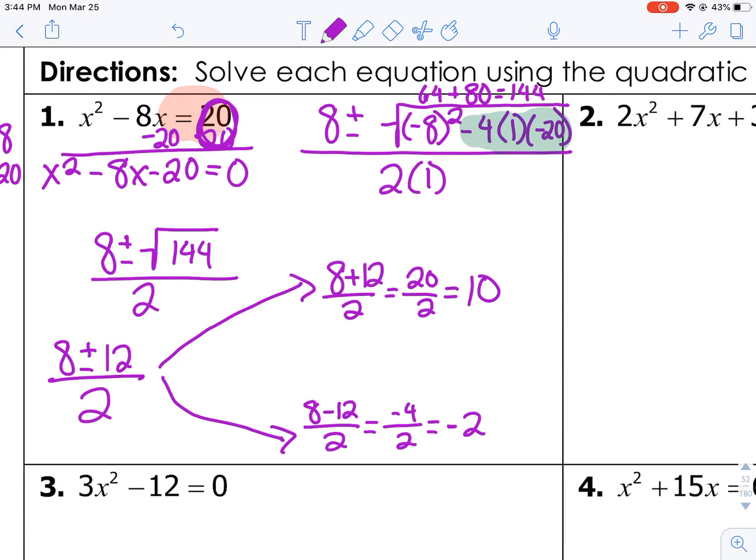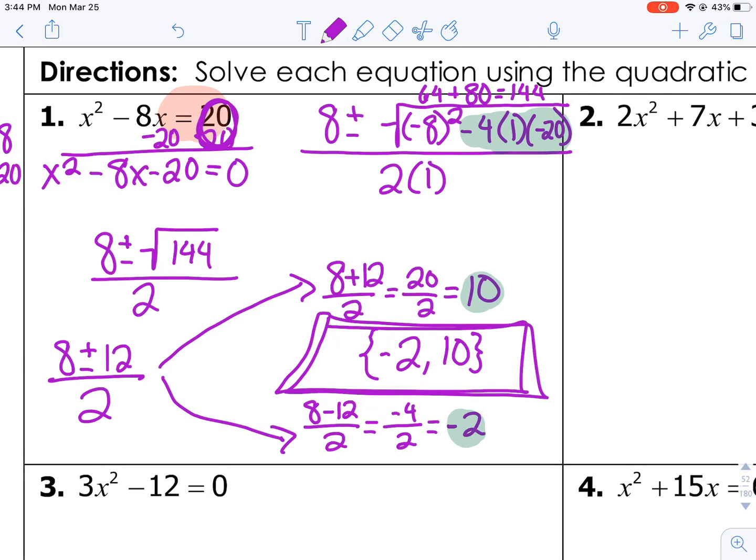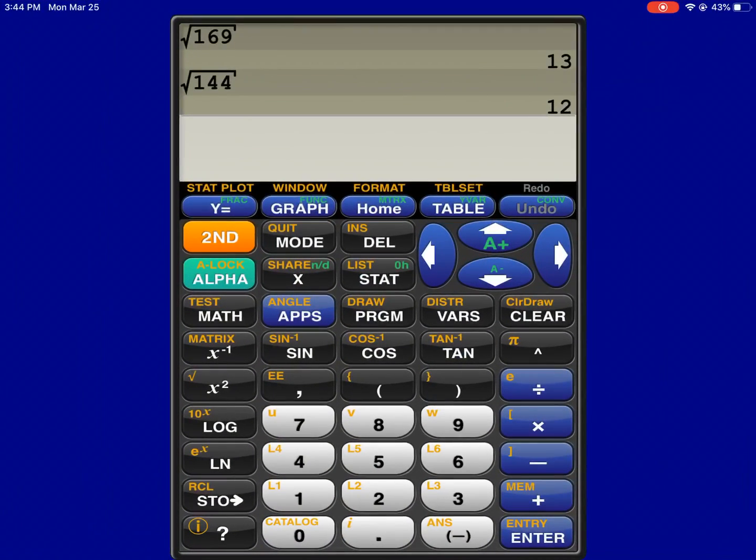When we write our answer choices, I didn't mention this a while ago, I just did it, but I always want to write the smallest number or the negative number first. Negative 2, comma 10, with these little curly braces, and these are my answers. If I were to graph that, it would be crossing the x-axis.